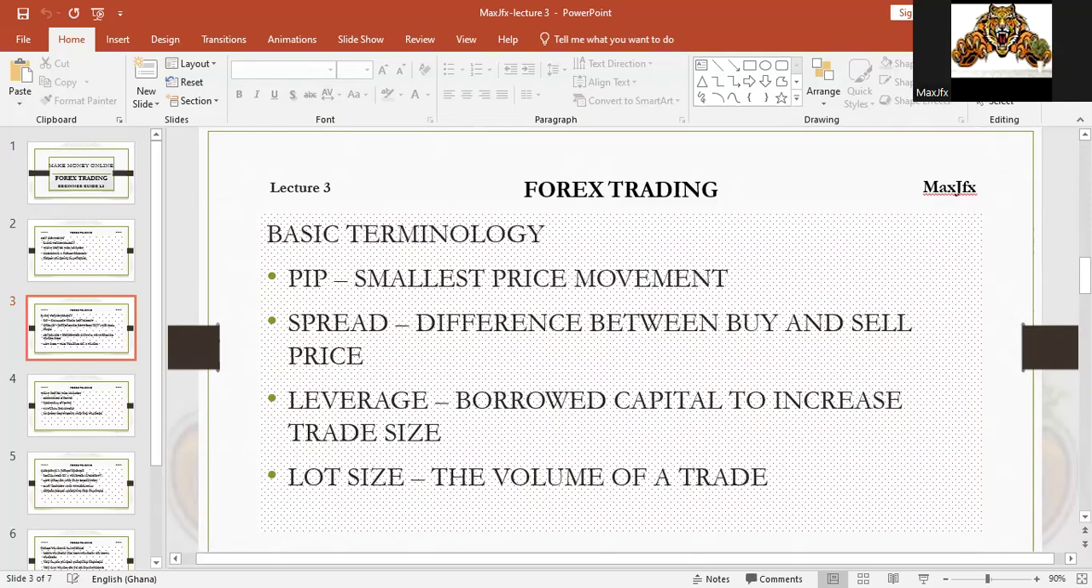All right, the next one is the lot size. The lot size is the volume of a trade. Simply, the lot size is the number of trades you want, the amount of currencies you want to buy. We'll go into details as the lecture progresses, because we have categories of lot size that we can use.